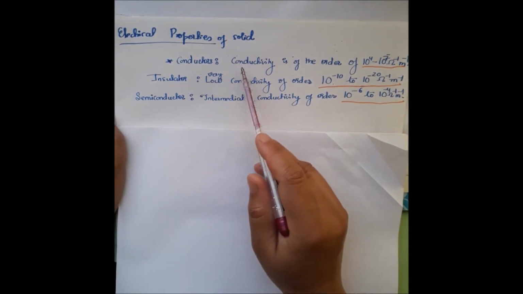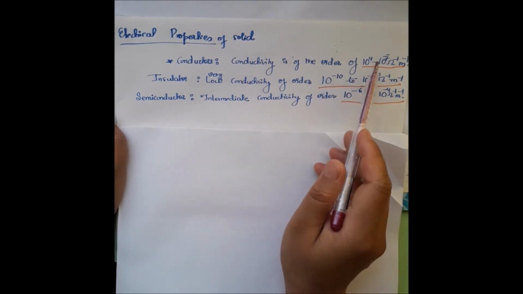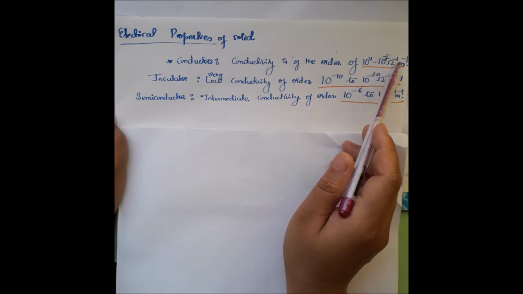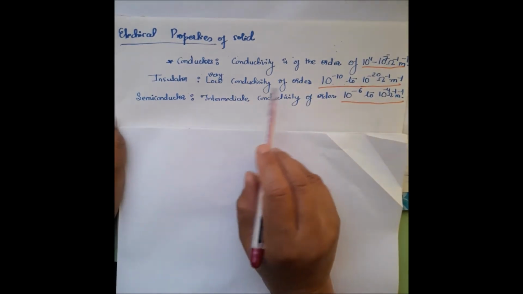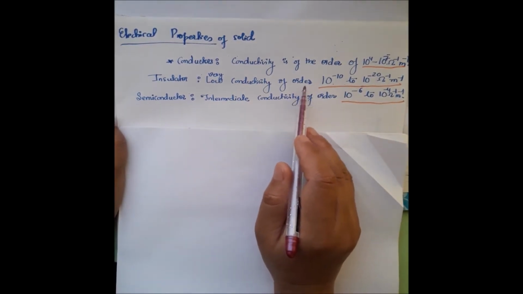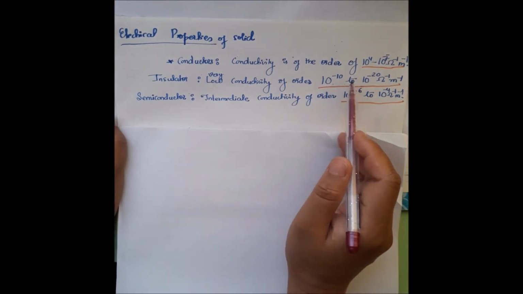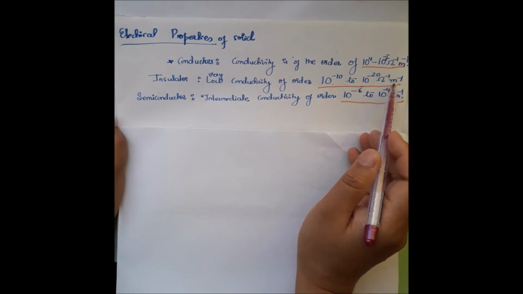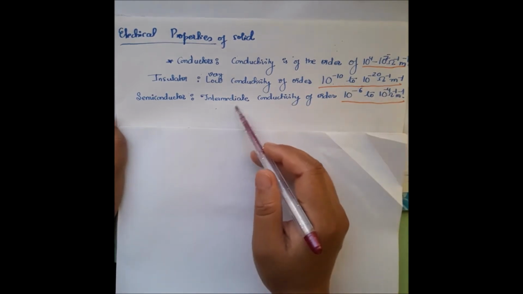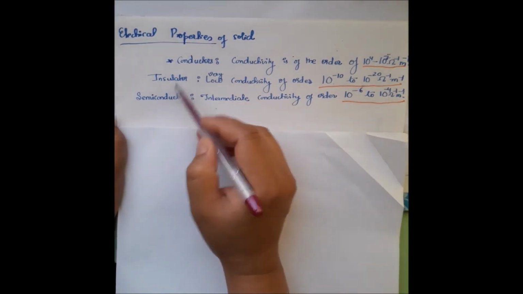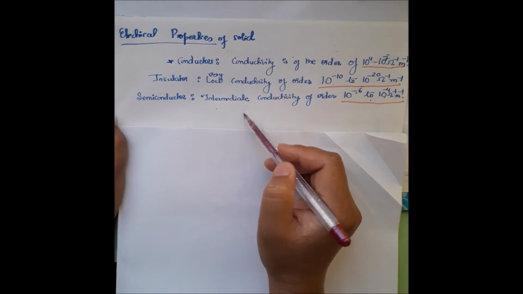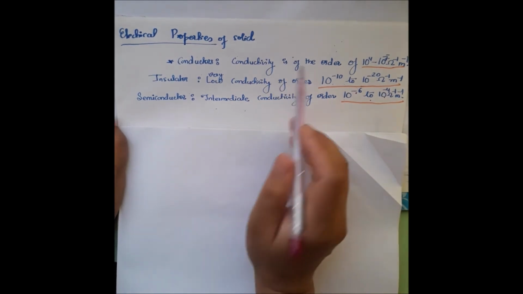Conductors have very high conductivity, in the range of 10 to the power 4 to 10 to the power 7 ohm inverse meter inverse. Insulators have very low conductivity, of 10 to the power minus 10 to 10 to the power minus 20 ohm inverse meter inverse. Semiconductors have conductivity intermediate between the two, of the order 10 to the power minus 6 to 10 to the power 4.